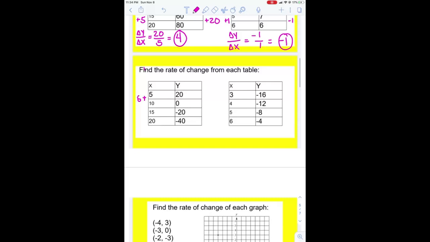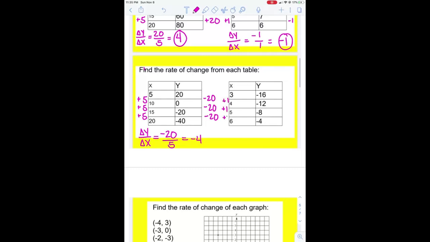So same thing, I see that I'm going up by 5 each time in the X column here. But then when I look at my Y, I see that we're getting smaller. We actually end up in negative numbers. So I'm actually going down by 20 each time. So once again, when I do my change in Y over my change in X, I need to make sure that signage is right. So I'm going to take my change in Y over my change in X, which is negative 20 over a positive 5, which gives me negative 4 as my rate of change.